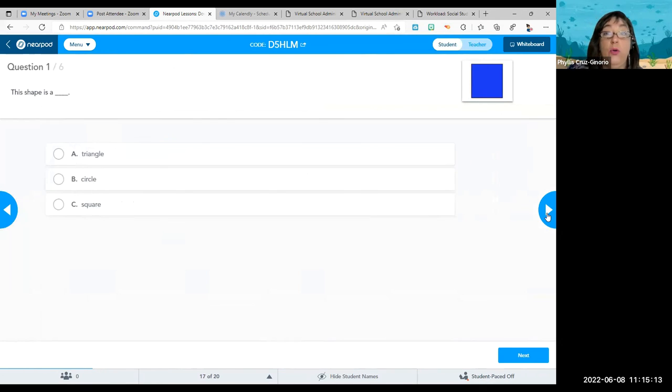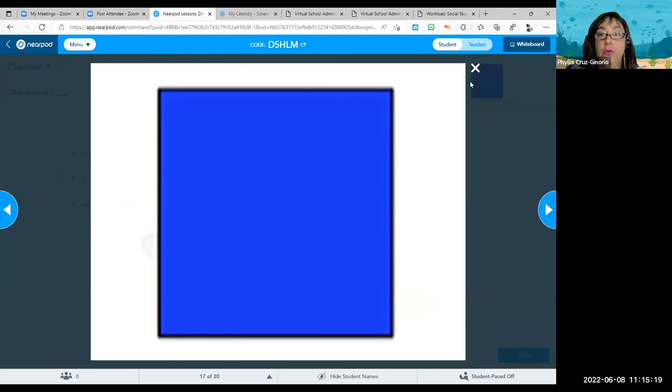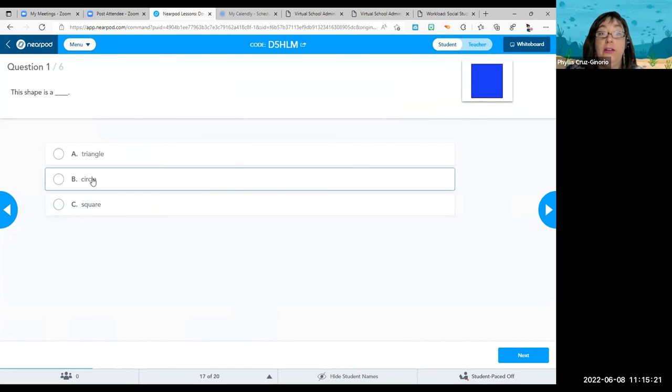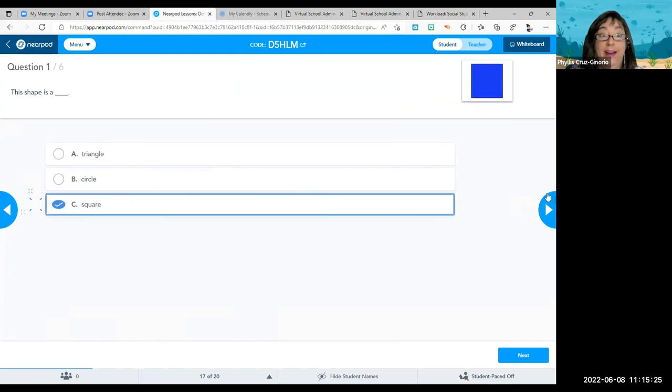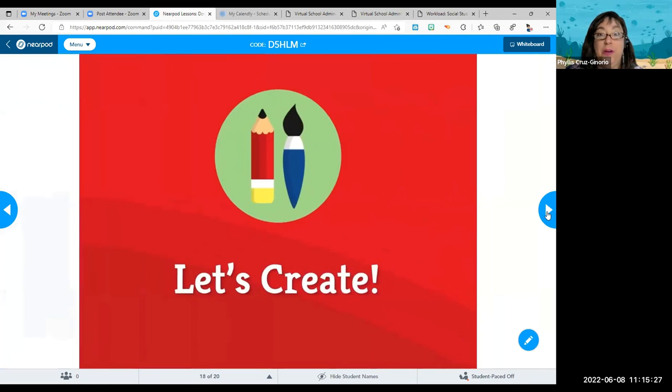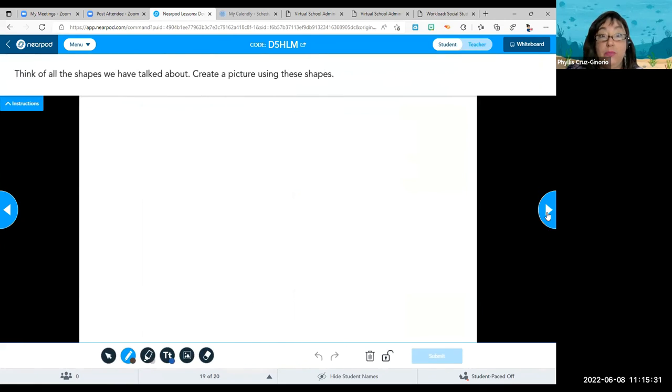Moving on, there's a quick quiz. Now read carefully and look at the pictures they provide. They ask you, what is this shape? Triangle, circle, square. It's a square. You got it. Next one. Let's create. Okay, let's just move on fast.